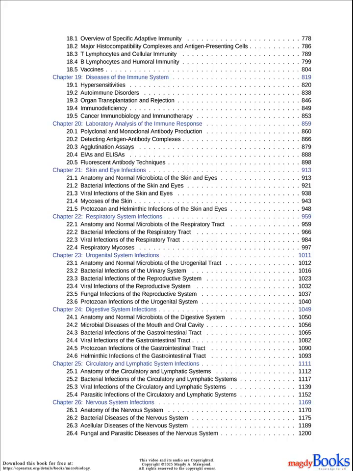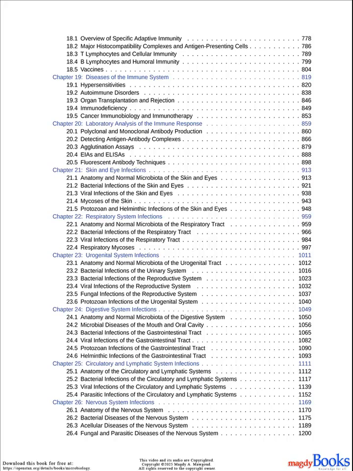21.1. Anatomy and normal microbiota of the skin and eyes. 21.2. Bacterial infections of the skin and eyes. 21.3. Viral infections of the skin and eyes. 21.4. Mycosis of the skin. 21.5. Protozoan and helminthic infections of the skin and eyes. Chapter 22. Respiratory system infections.